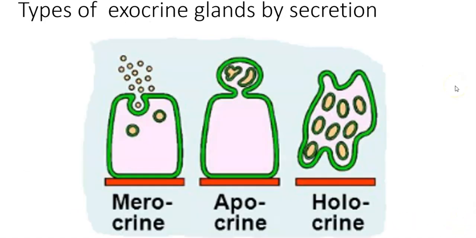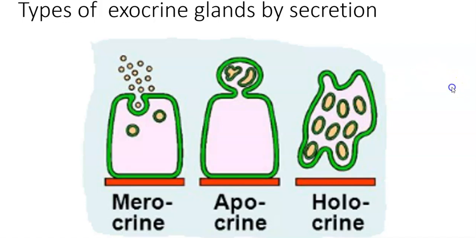So here is just a picture showing the three main types. Merocrine, basically they are in a bubble and it will exocytose and it goes out, spits up, all good. Apocrine, we're seeing a top portion of this will pinch off and that will get secreted. Holocrine, this whole thing will get secreted out.